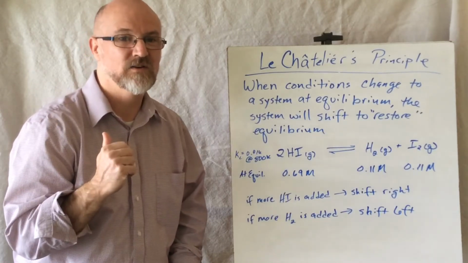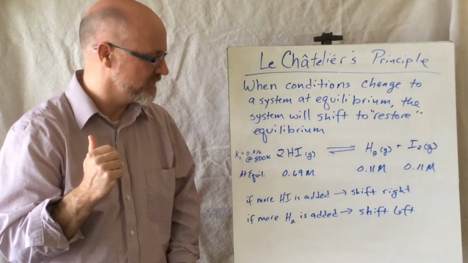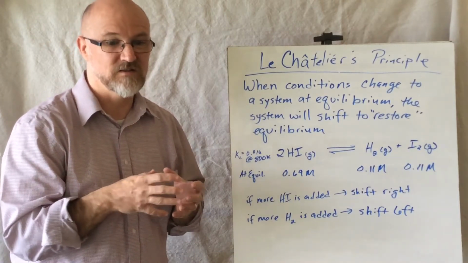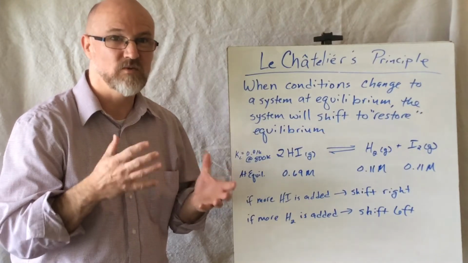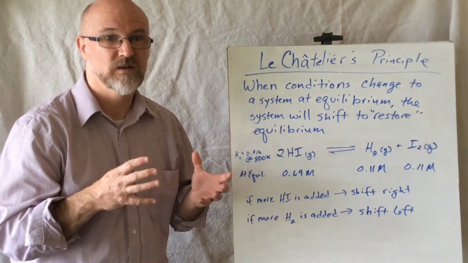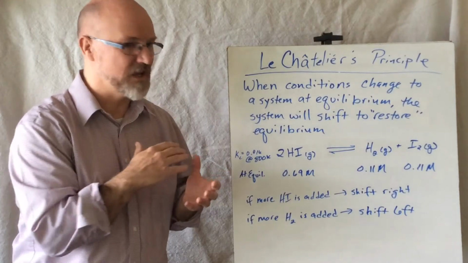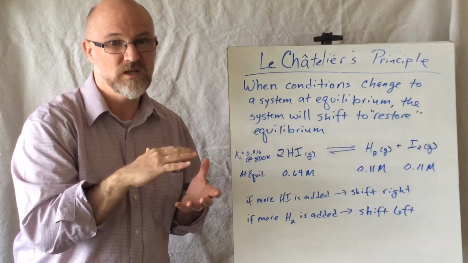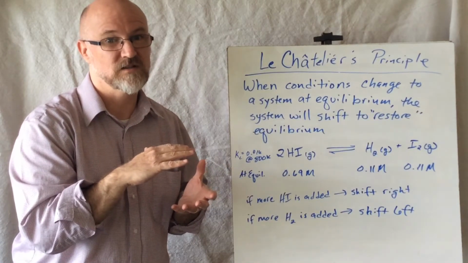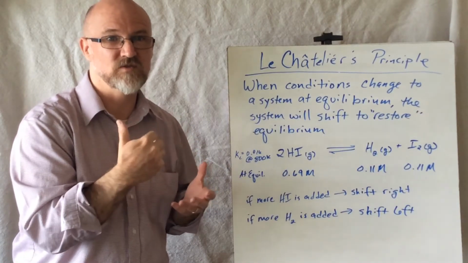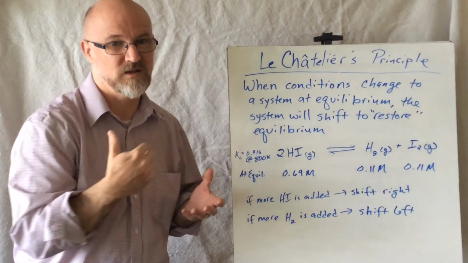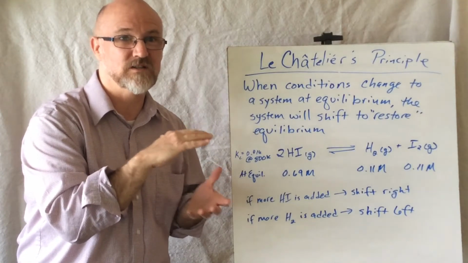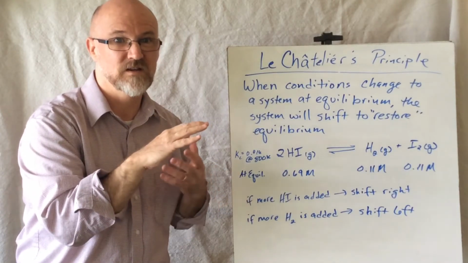What if I add more hydrogen iodide? If I add more HI, it's going to shift to the right, because now all of a sudden the denominator of the equilibrium relationship will become larger. And so the value we would calculate for K, or the Q at this point, would be smaller than 0.016. And so this system, this reaction, will shift to make more product and take away some of the reactant to get back to that 0.016 ratio of products to reactants.